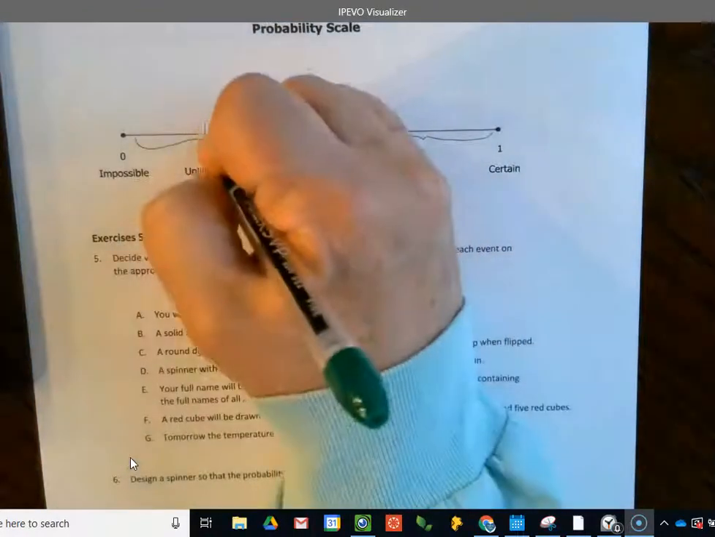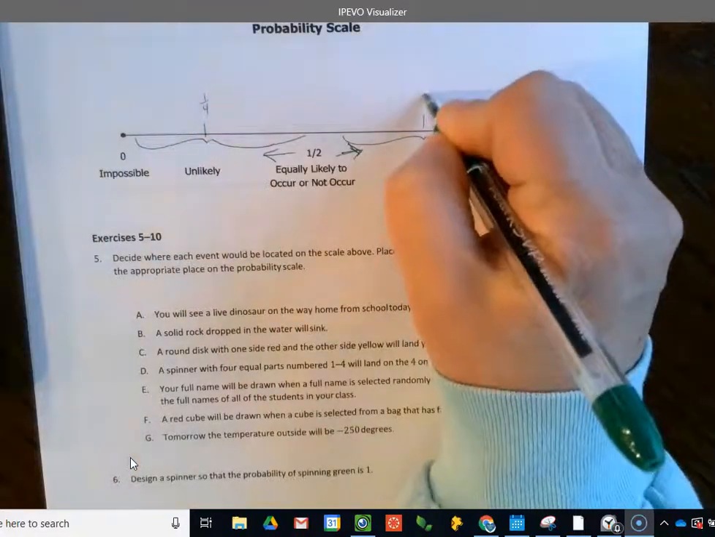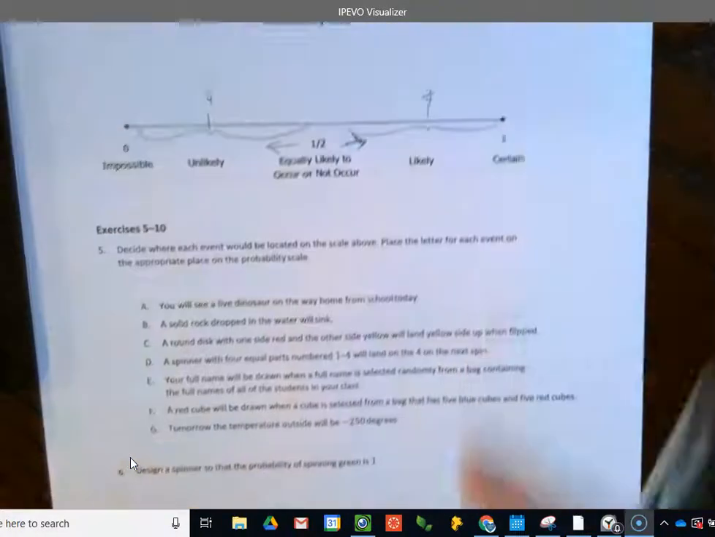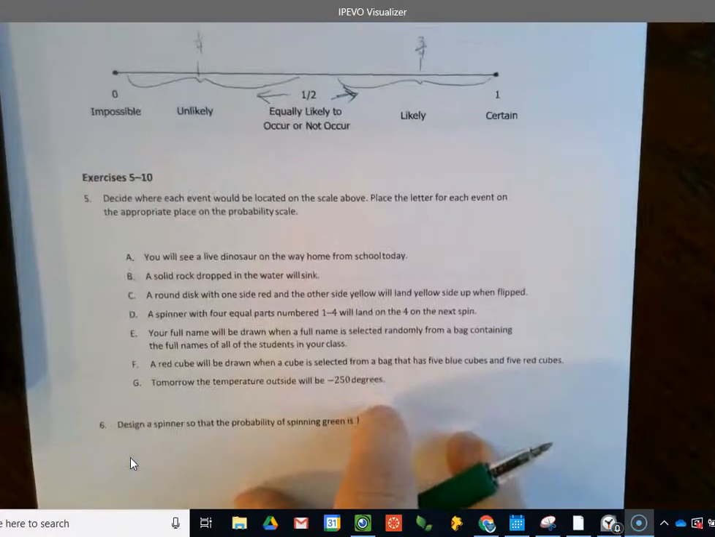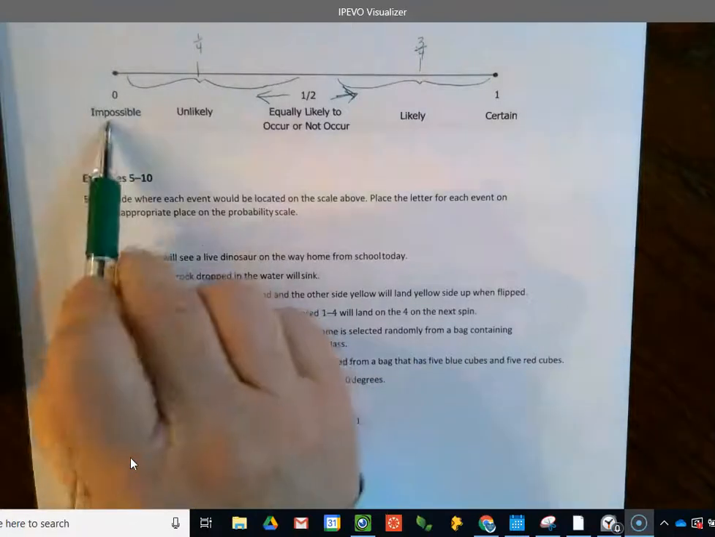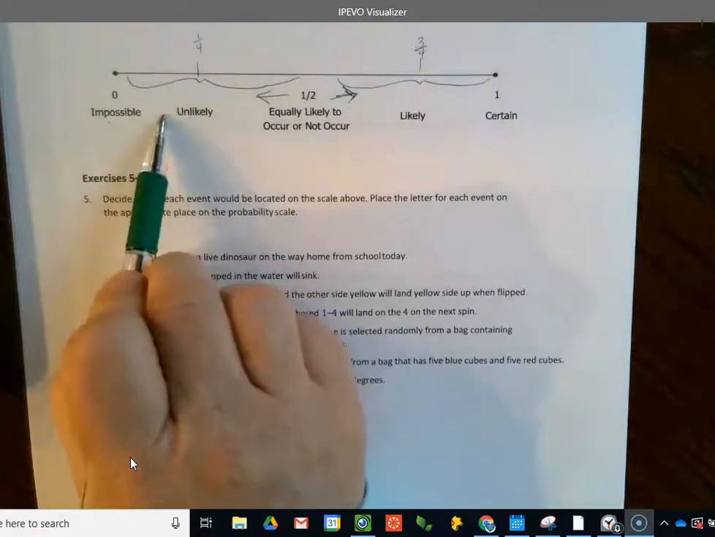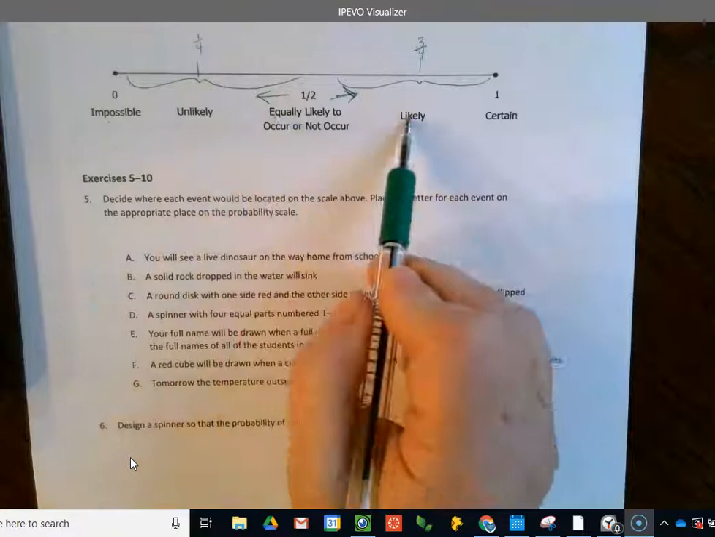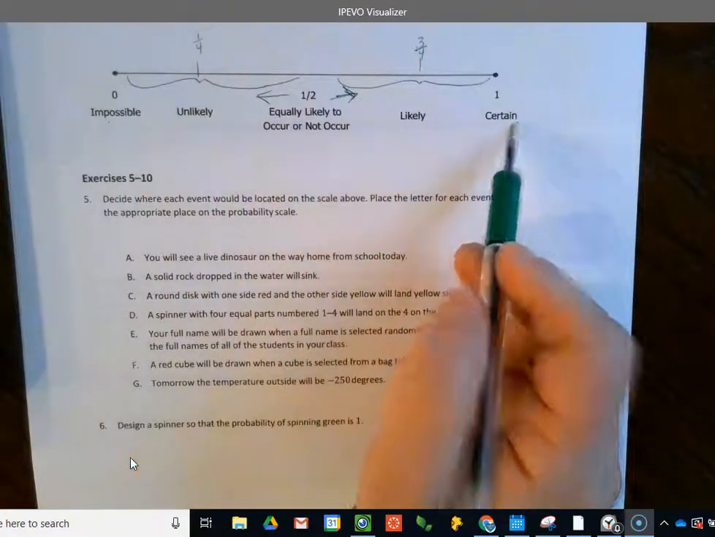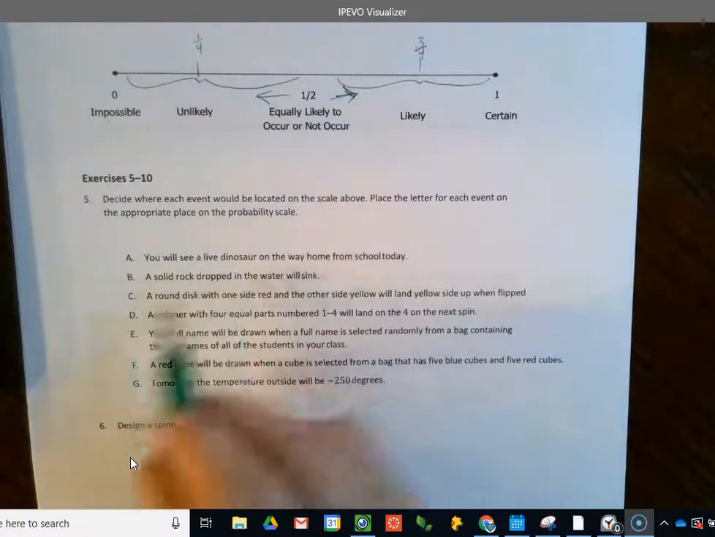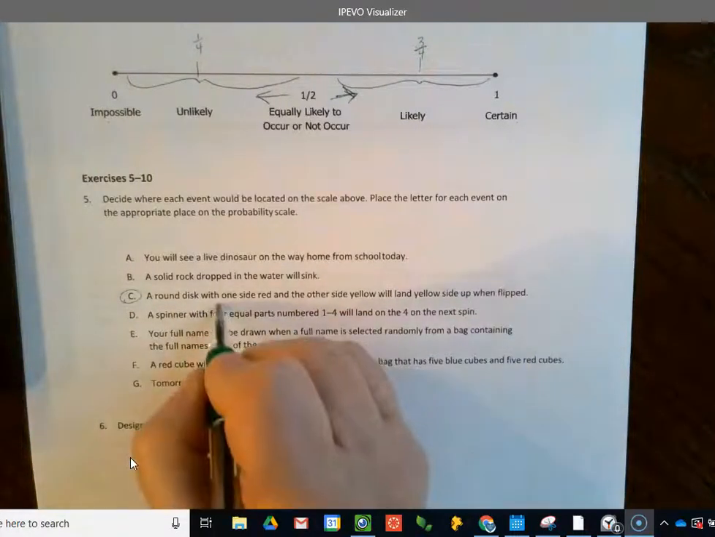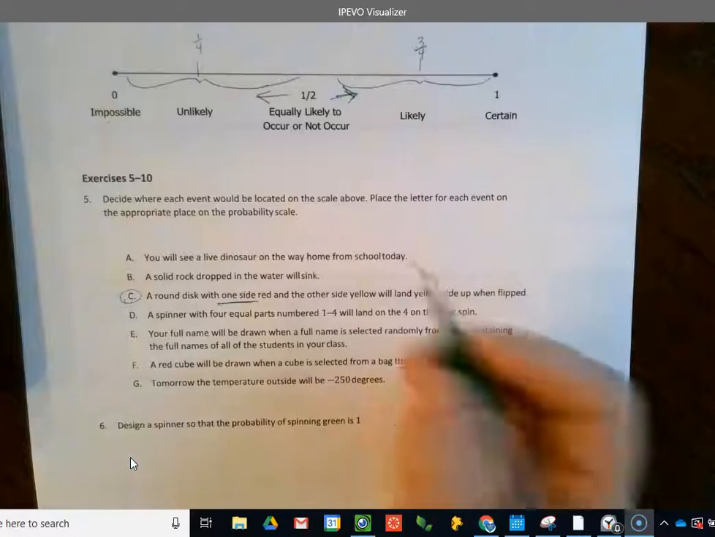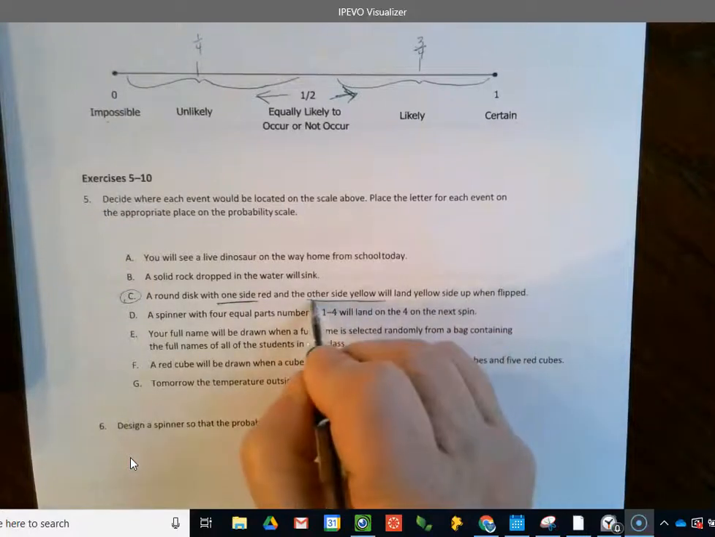All right, 1/4 would fall right in the middle here, and 3/4 here. So we've got some different events here occurring, and we want to figure out where they fall: impossible, unlikely, equally likely, likely, or certain. So if you see, let's go down to C. There's a round disc. One side is red. The other side is yellow.